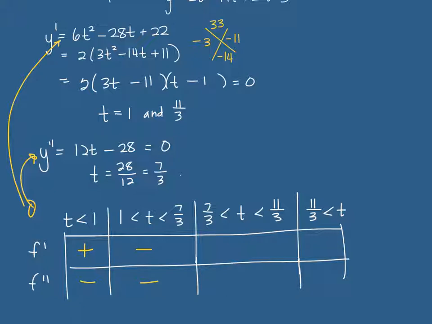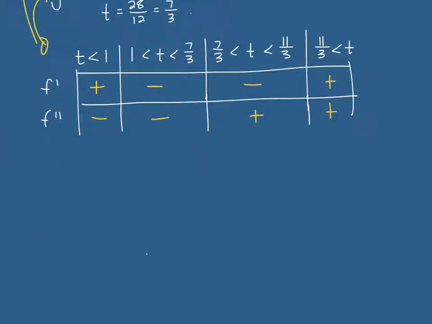The next one, let's see, the number 3 would work well for me there. If I plug the number 3 in, I still get negative in my first derivative, but I get positive in my second derivative. And then if I pick something bigger than 11/3, maybe like 10 or something like that, I get positive in both areas.